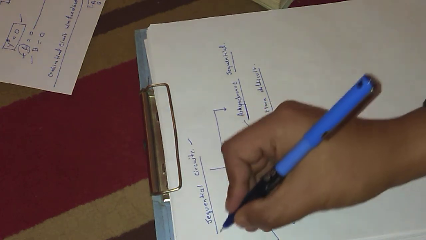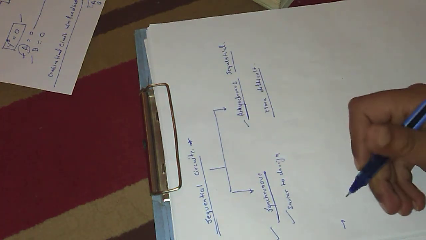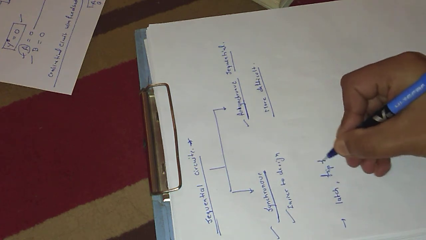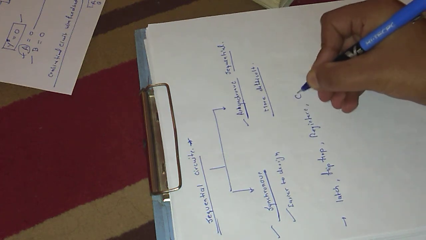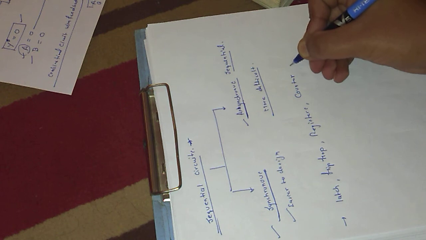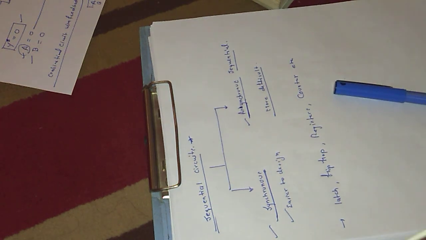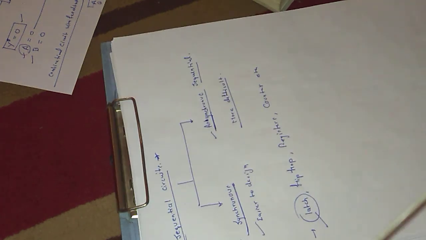So there are some examples of sequential circuits like latch, flip flop, registers, counter, and so on. So basically latch, flip flop, register, counter are the examples of sequential circuits which we have to study in further classes. Now we will go for the latches. So our next topic is all about latches.